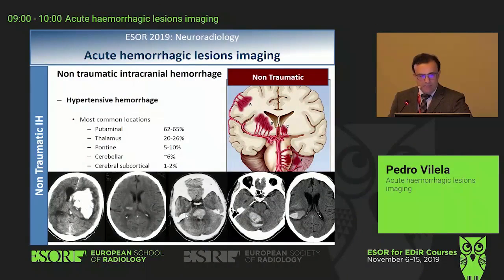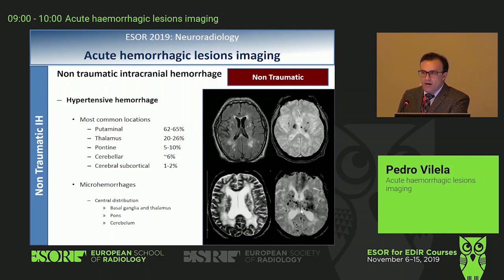Regarding hypertensive hemorrhage, the location is the key point. The most common location is at the basal ganglia, at the putamina, and then at the thalamus. So putamina here with extension to the pallidus and to the white matter and into the ventricle, the thalamic one here, and then you may have central pontine hemorrhage, at the cerebellar hemisphere, and subcortical at lower location. But these first two are actually very typical of hypertensive cause.